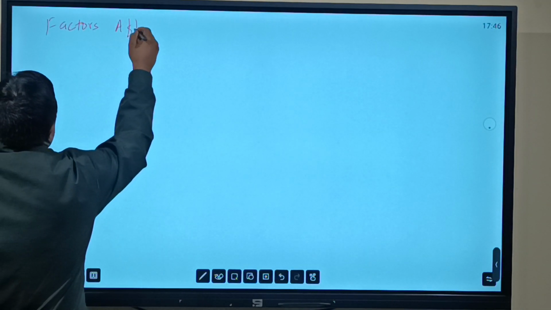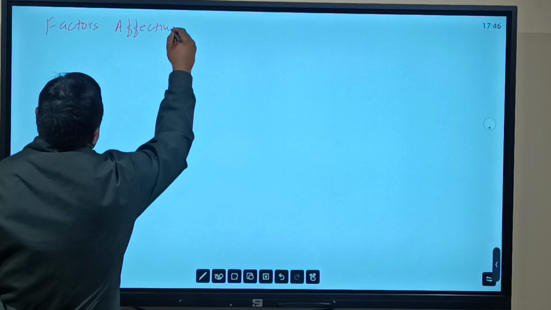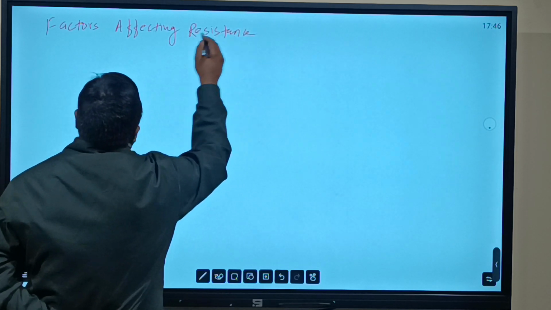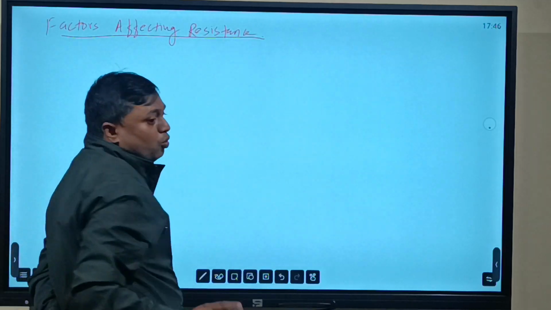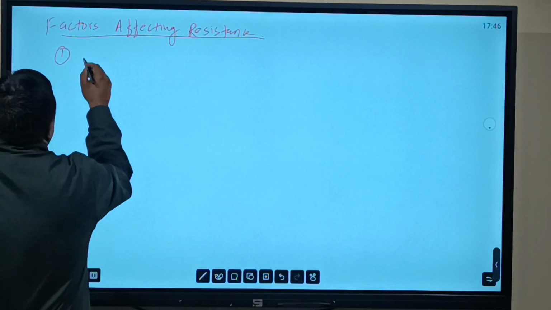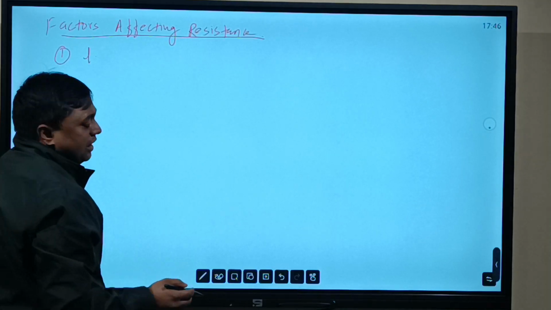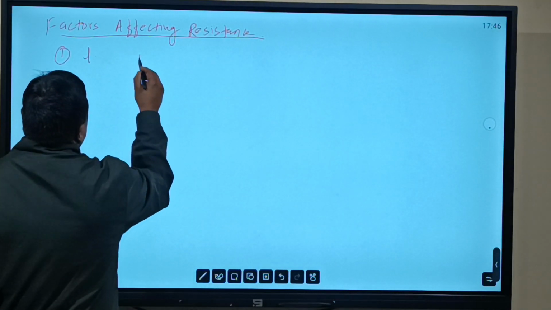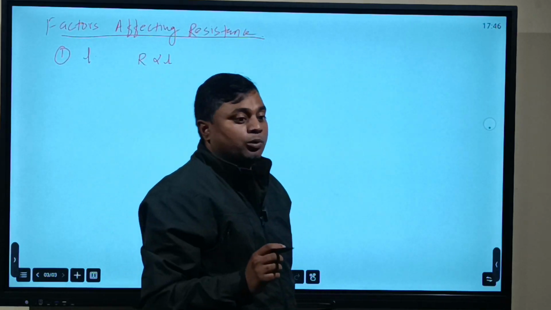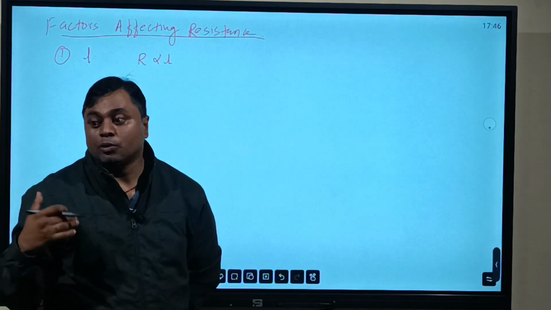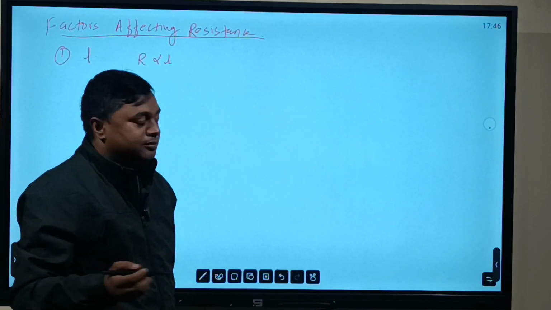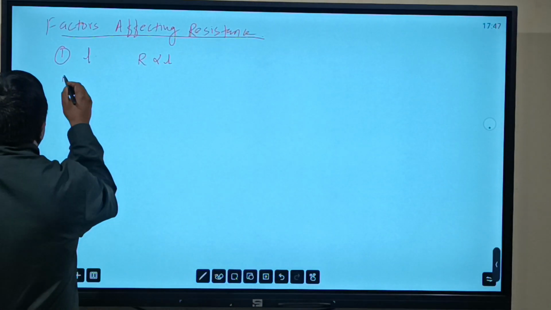Factors affecting resistance. Generally there are 4 factors. How many factors are there? 4 factors. First one is what? Length of the conductor. How is it related? Resistance of the wire is directly proportional to the length of the conductor. It means if the length of the wire increases, resistance also increases. Is it clear? Next factor is what?